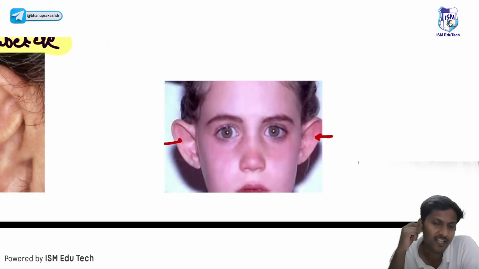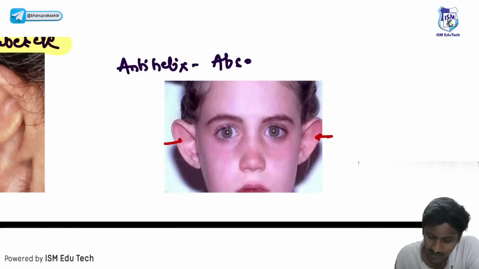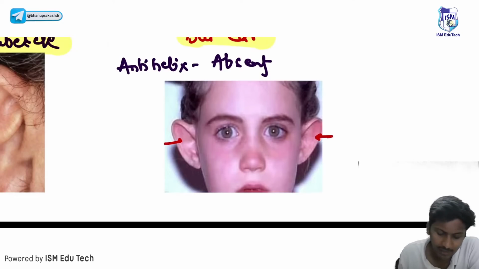मतलब helix is definitely present, but जो inner curvature है, जो अंदर वाला curvature है, वो क्या दिख रहा है? नहीं दिख रहा. So definitely the inner curvature is absent. So that means the anti-helix is absent. This is a condition where the anti-helix will be absent. And if anti-helix is absent, definitely there will be a deformity of ear, and that is what is called as bat ear. This is what is classically known as the bat ear.